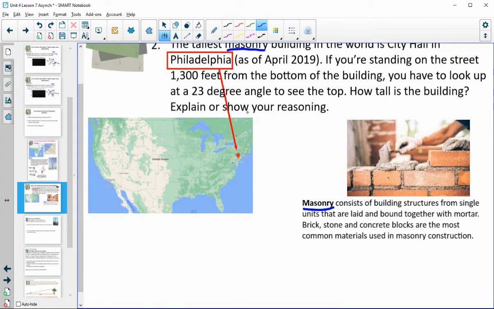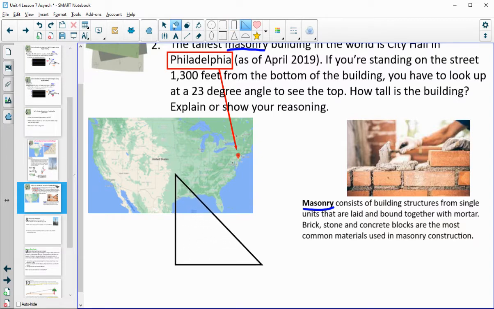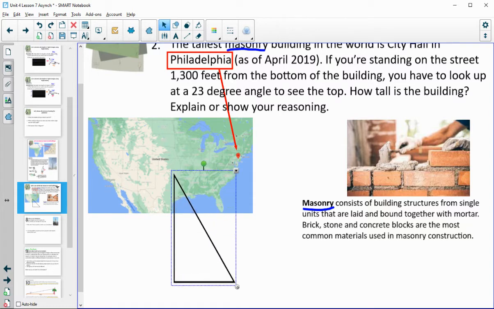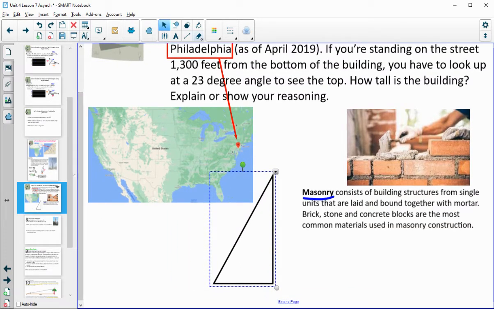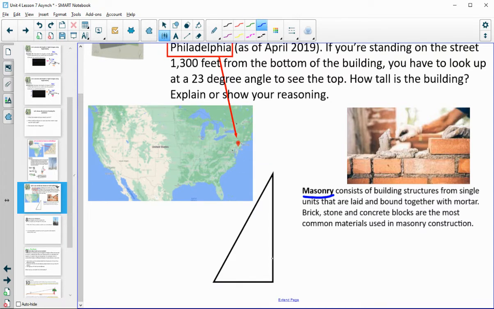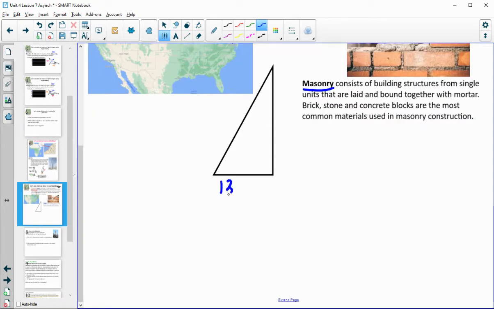So let's take a look at figuring out how tall that building is. Okay, so we'll do a similar thing to what we did for the Burj Khalifa. So let me get a right triangle drawn here. And so now this is telling us if we're standing 1,300 feet from the base of the building, okay, so 1,300 feet from the base of the building. So here's where we're standing. Here's the building, right? So we're 1,300 feet from the base of the building.